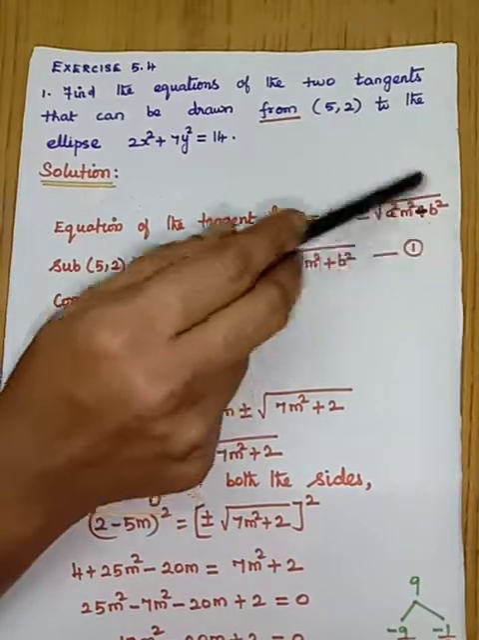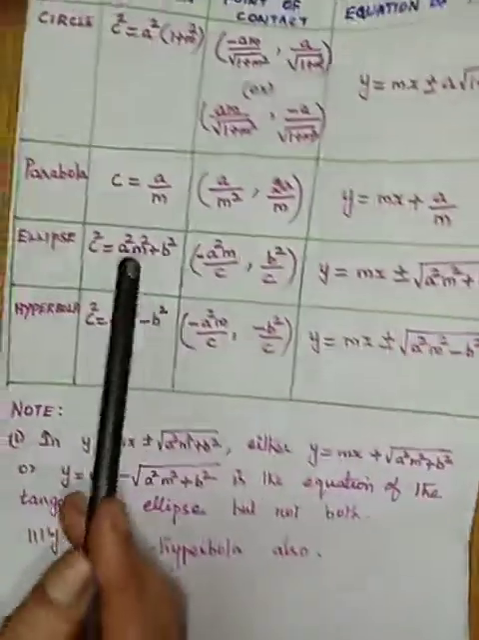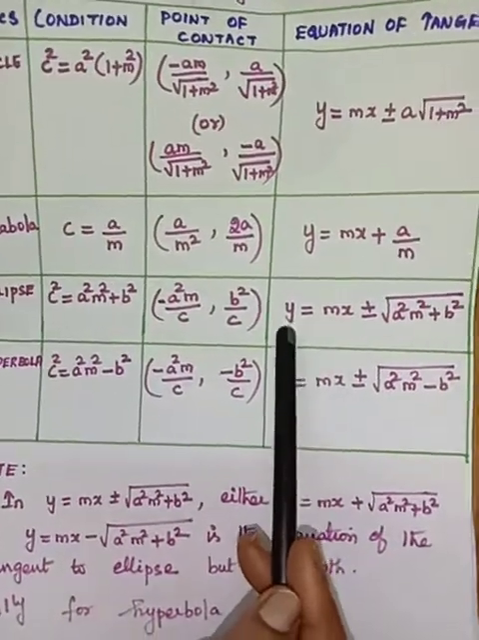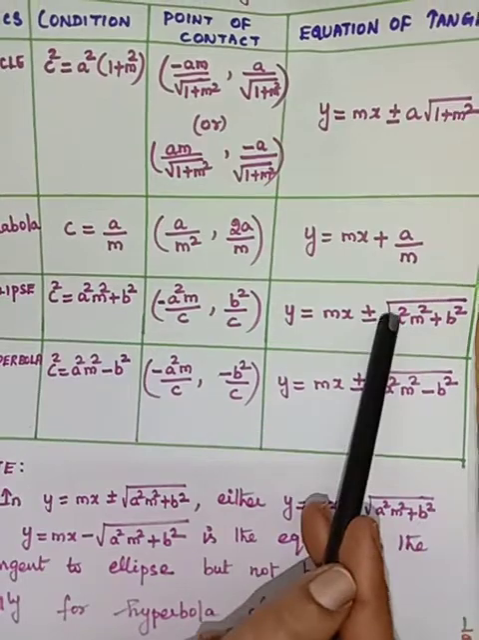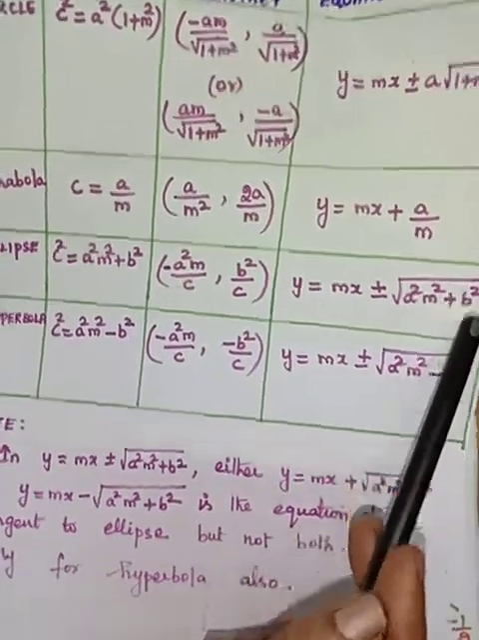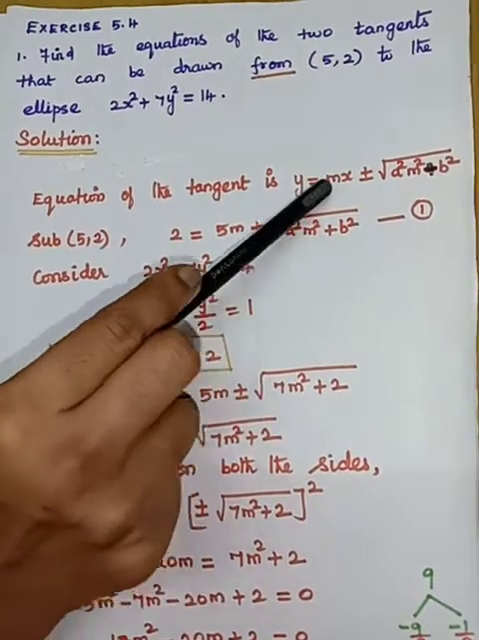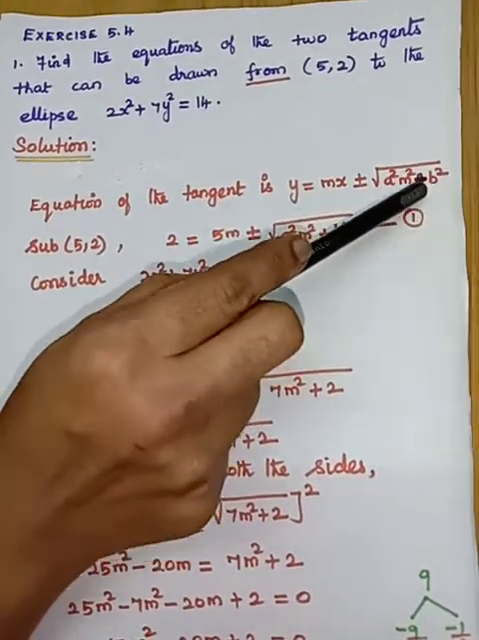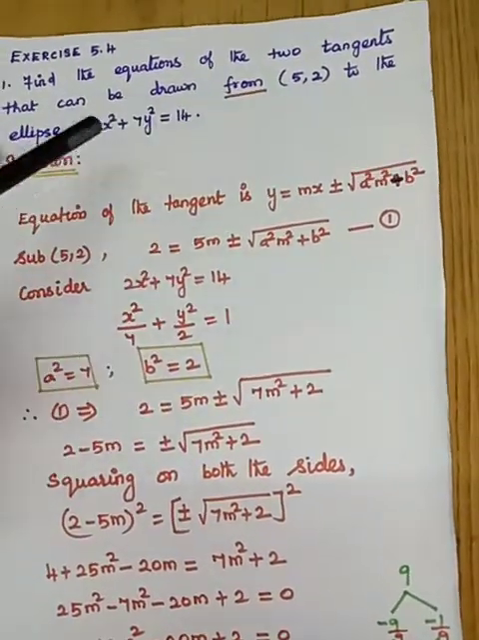Why have I taken this form? It is the ellipse. For the ellipse, the equation of the tangent, as we have just seen, is y equal to mx plus or minus square root of a squared m squared plus b squared. So I have taken that form. Here you have to find m, a squared and b squared. You have to find it from this point.